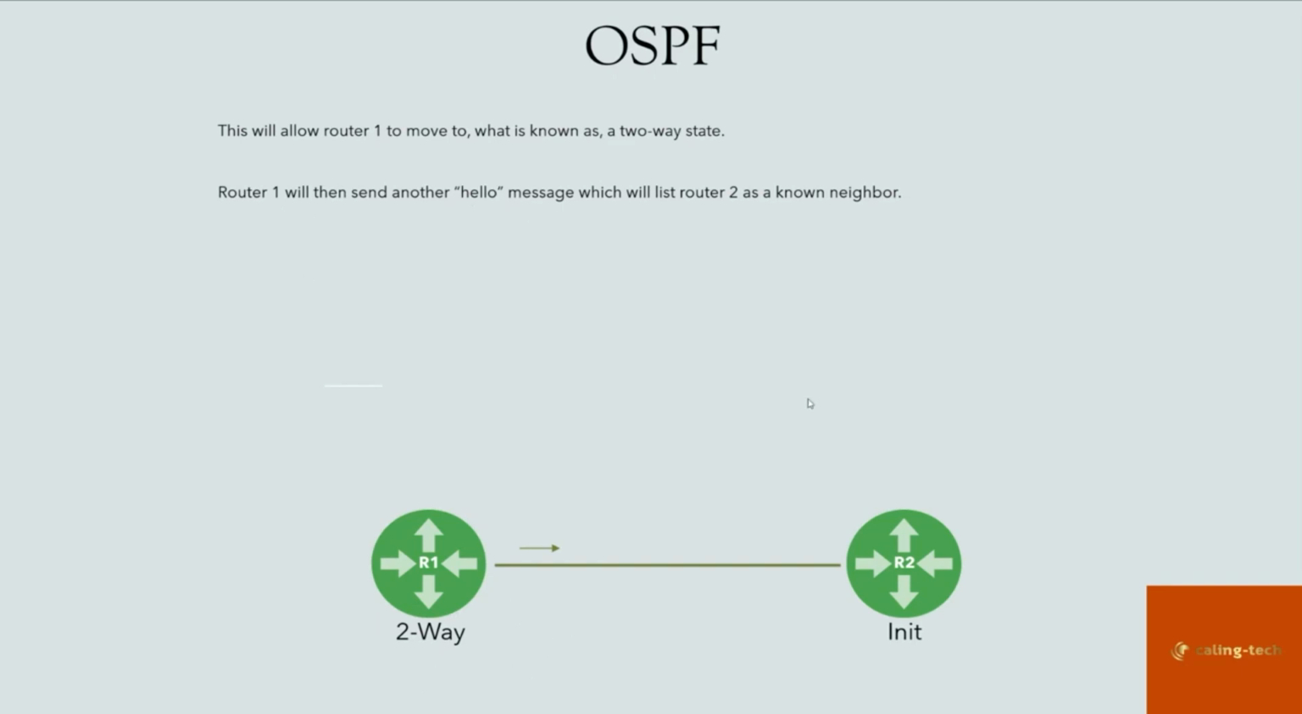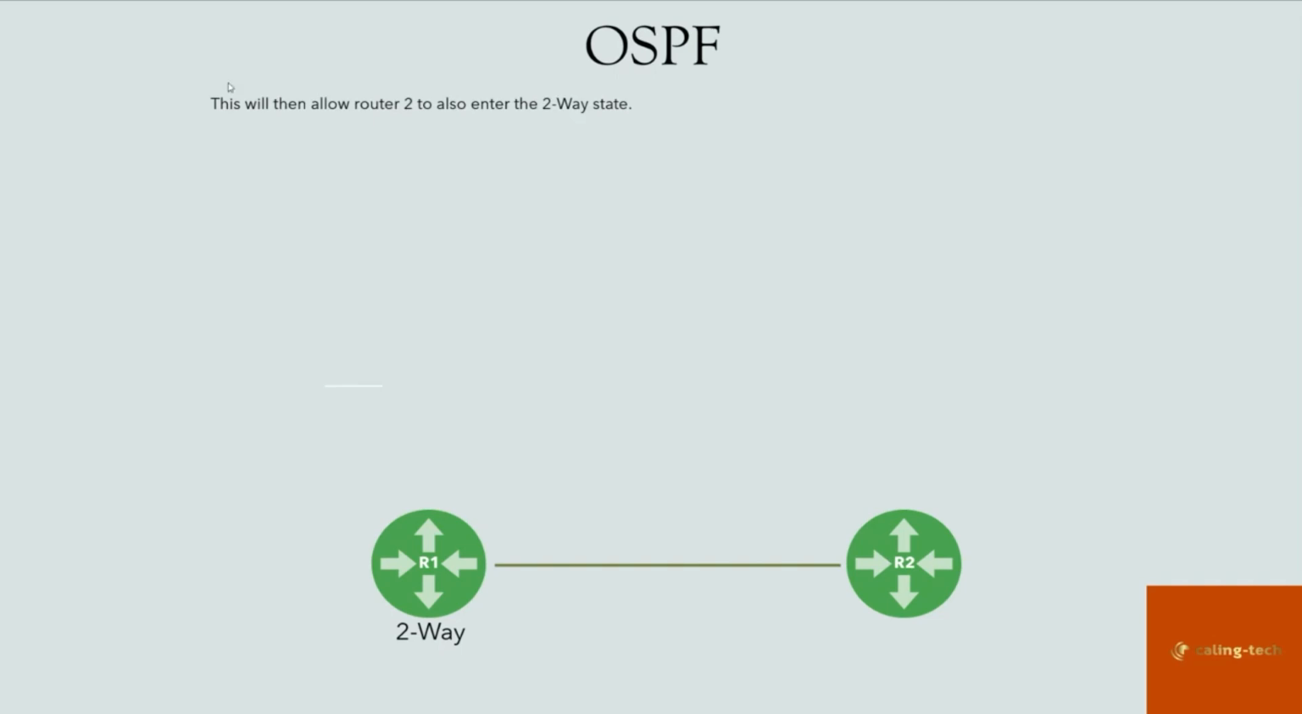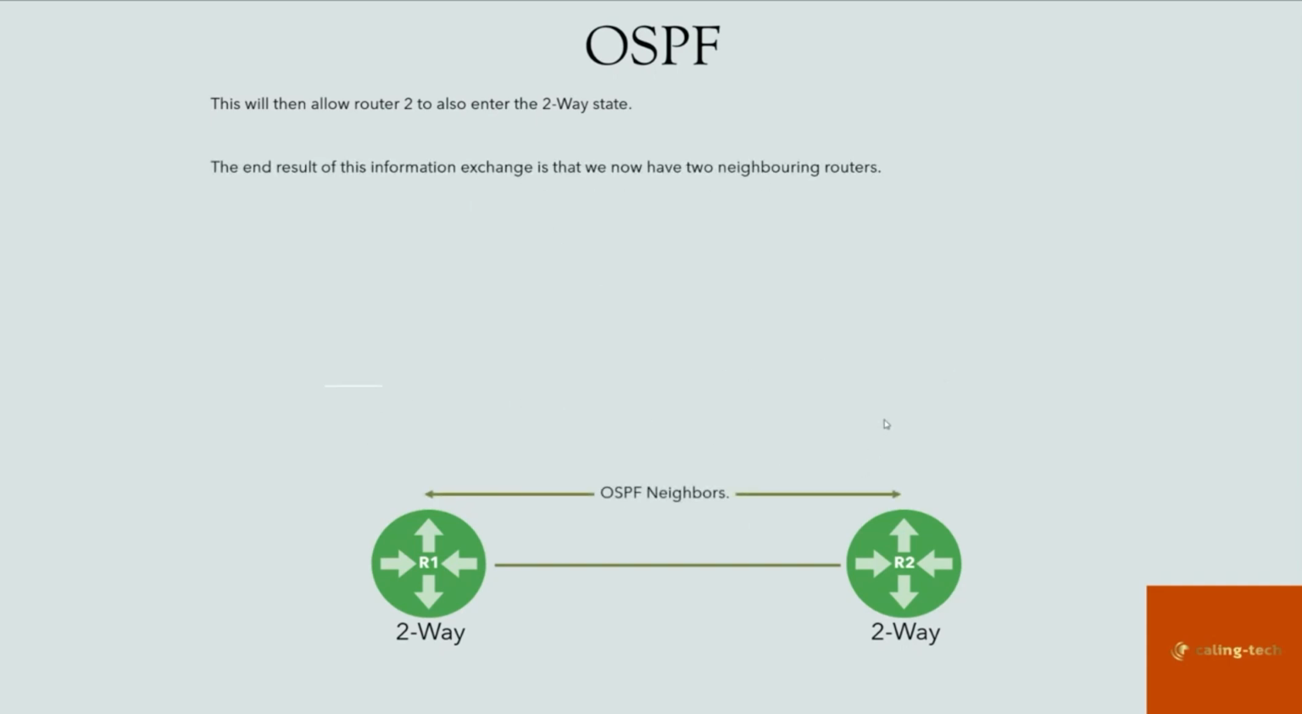Router 1 will then send another hello message which will list router 2 as a known neighbour, and it will send this to router 2. When router 2 sees this, it will also allow itself to enter a two-way state, as we see. So the end result of the information exchange is that we now have two neighbouring routers.